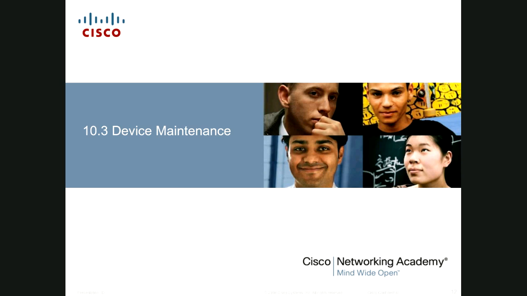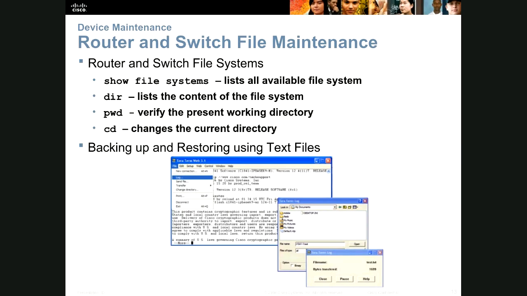Okay, device management. Show file systems shows us all the file systems available on a device. The ones we're mainly interested in are the flash memory, where the IOS operating system file is located, and the NVRAM. If we plug in a USB drive and back up to that USB drive, we mount that USB drive, we can show it, and it'll be mounted. So show file systems lists all available file systems. The dir command, like the dir command in the command prompt for Windows, lists everything that's in the flash drive.